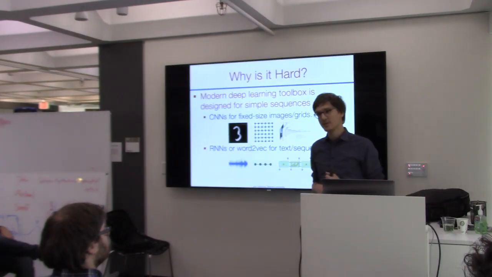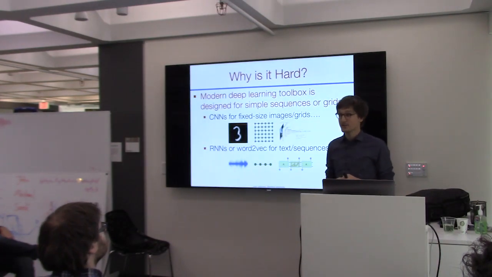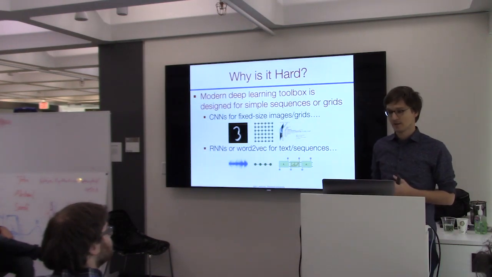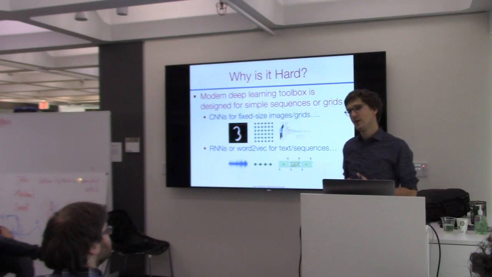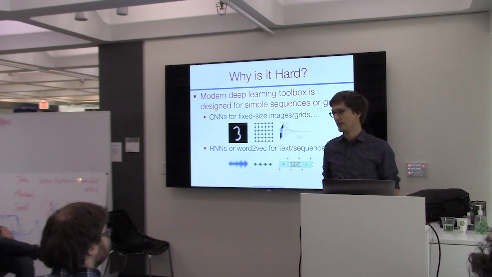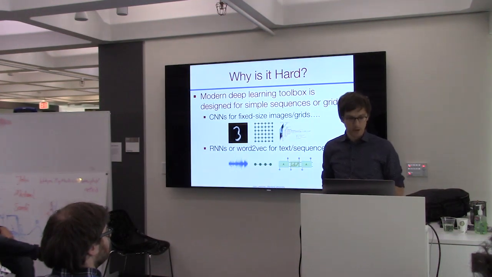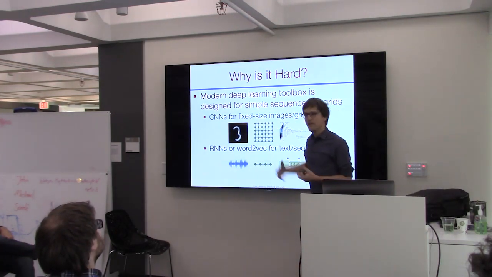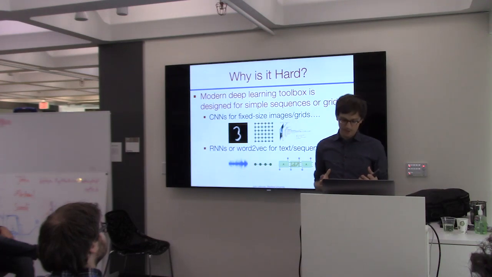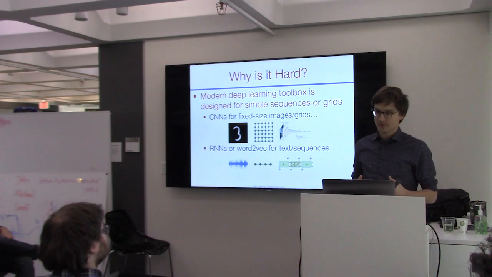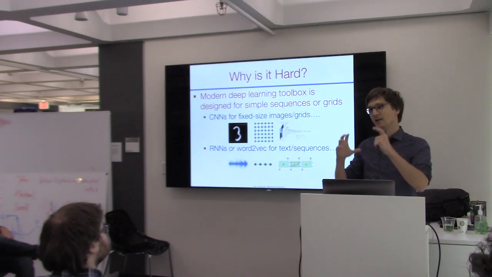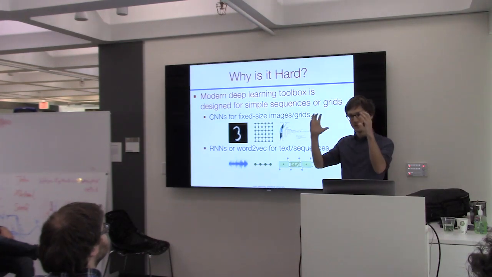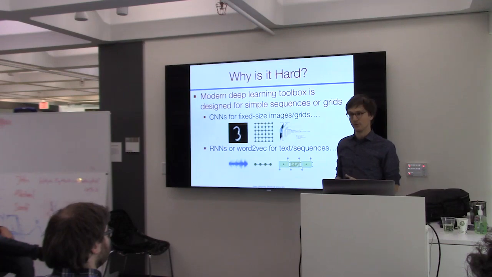The question is, why is this hard? The reason is that the traditional deep learning toolbox has been designed for simple data types. Essentially, we know how to deal with grids and long chain graphs. Images are just fixed-size grids. When you apply deep learning models to vision, it's always images of exactly the same size, so you can think of them as these nice grids. The spatial locality is well defined, so you can do things over there.